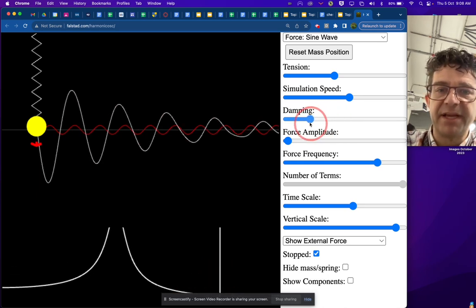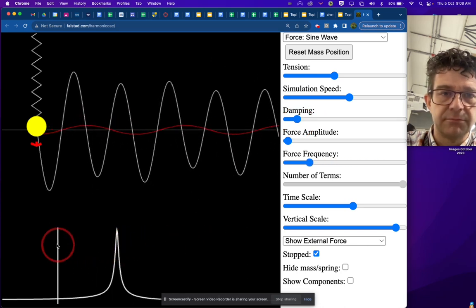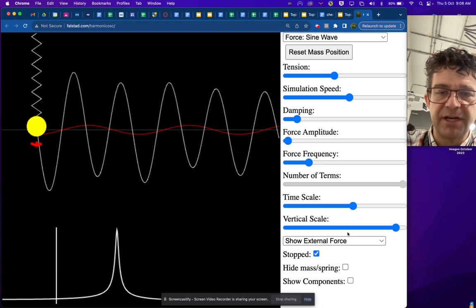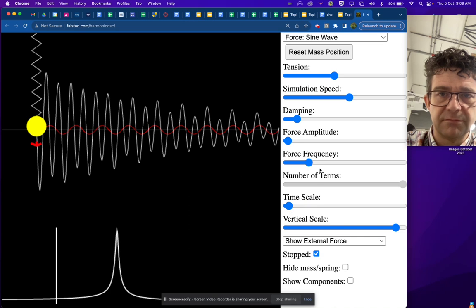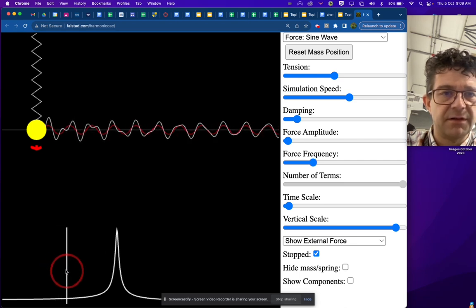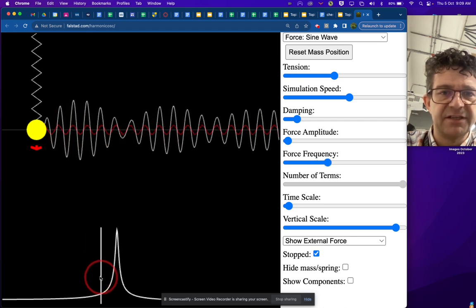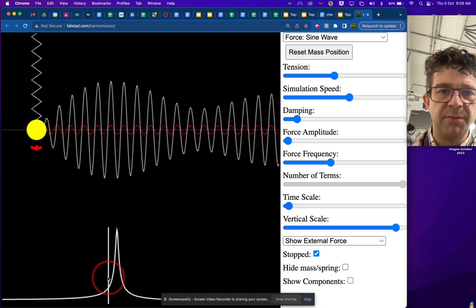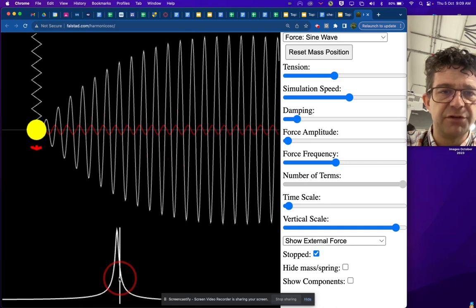If we drop the damping down, oops, we're going to have to wait for a while to see this one. There we go. So we have in phase at low frequencies, still in phase, complex but still in phase. Yikes, here comes that moment of rapid change. It's moving to that pi over 2 behavior.